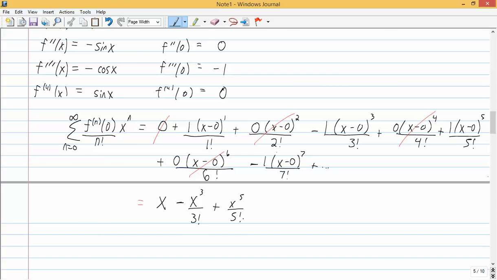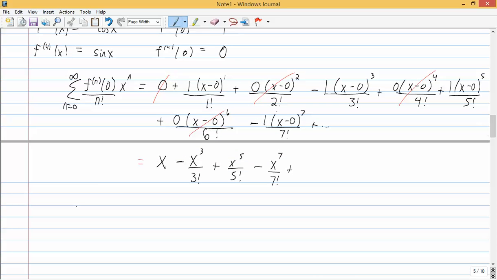From that point, you can probably see the pattern. It's positive, negative, positive, and it's going to be negative, positive, negative, positive, negative. You can see that we have odd factorials in the denominator, and we have odd powers of x. And that's the pattern that's formed. And so you could keep going on and writing out more and more terms if you wanted. But we could also figure out a way to write that in series notation.